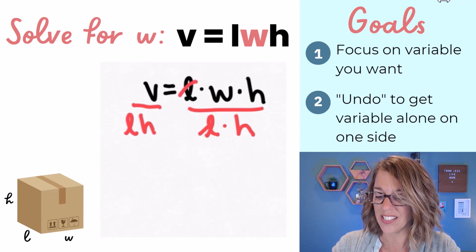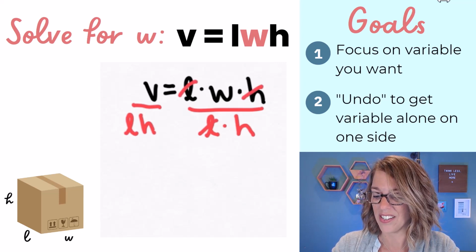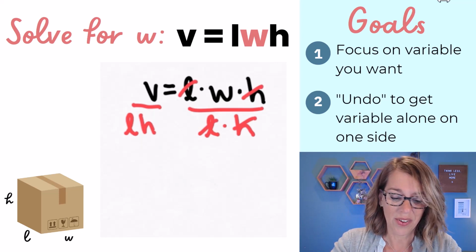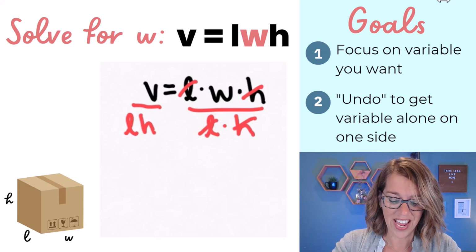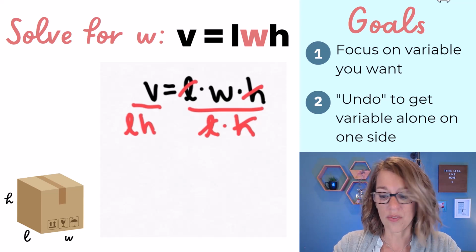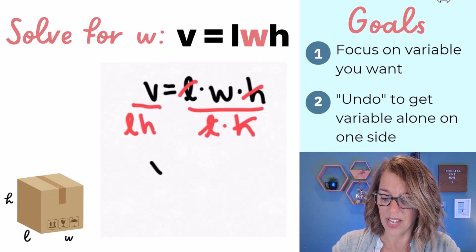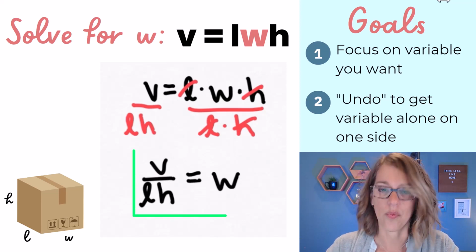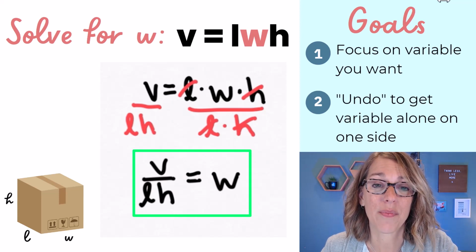Now, the lengths cancel from the right-hand side, so do the heights. When we divide those, we just get a 1. So as I finish this off, I end up with volume over length times height. So volume over L times H is equal to width, and that's our new formula.